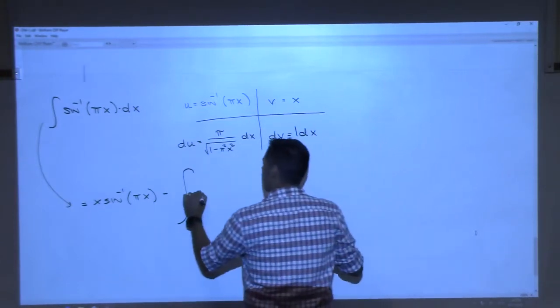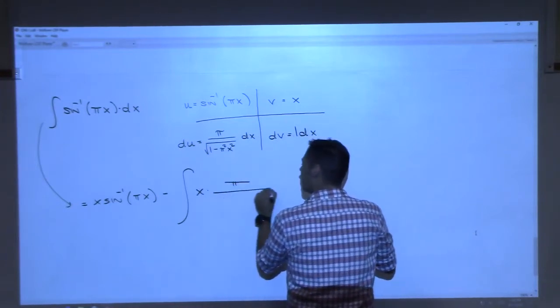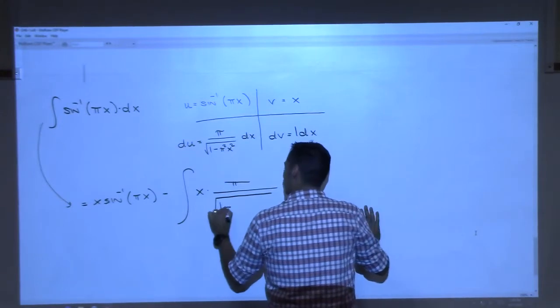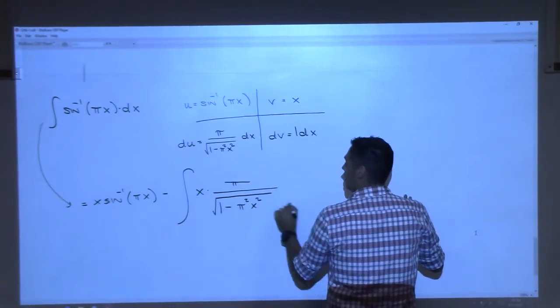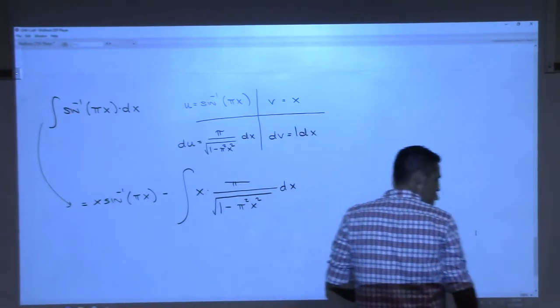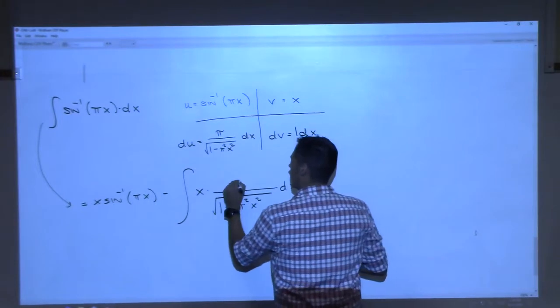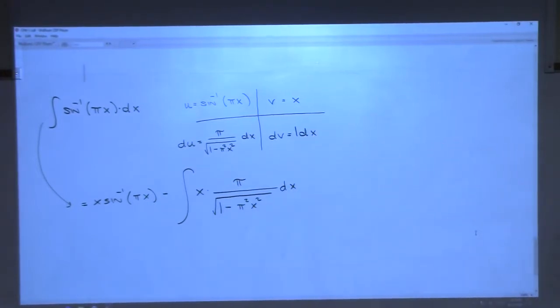I'm just going to write it out. x times pi over, whoa! I don't know what happened to my pi there. 1 minus pi squared x squared, and then dx. Yeah, I got a little crazy there. Yeah, do you see it?